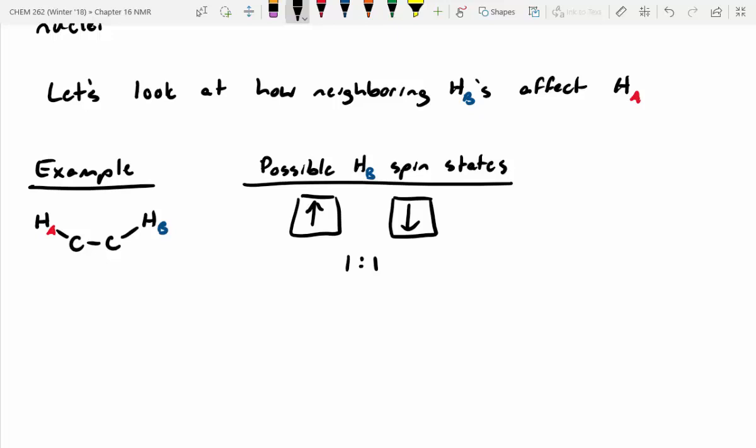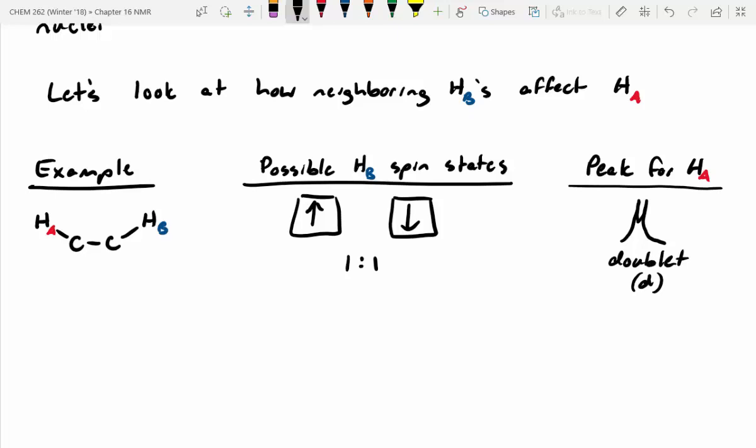So if we think about the peak for HA, it's actually going to interact with each of these spin states slightly differently. And so what you'll end up with is one peak split into 2 smaller peaks. It's a little hard to imagine, but I'll draw what it looks like. So imagine a big, tall peak now is split into what's called a doublet peak. So people will call these doublets, or they just abbreviate it as D for a doublet. Does that make sense? Simple situation.